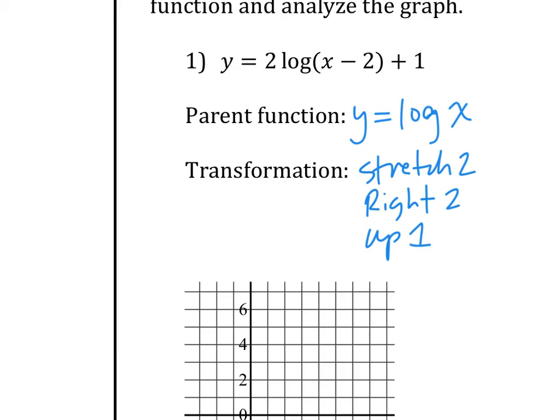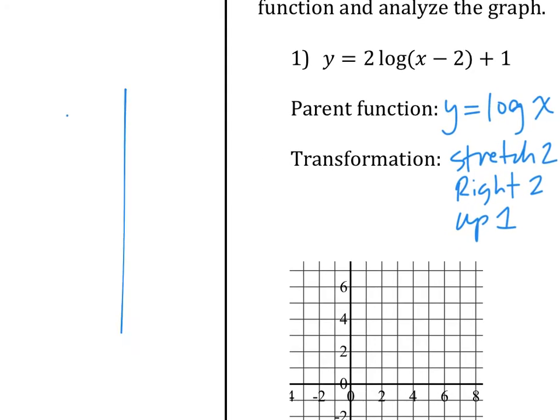2. Someone said 2? Okay, yes, at 2. Because we moved the whole graph to the right 2, which means we moved that vertical asymptote also right 2. So you want to have an idea of how this looks like before you start graphing. That way you won't be like, I don't know if it's right. But we are ready to graph.